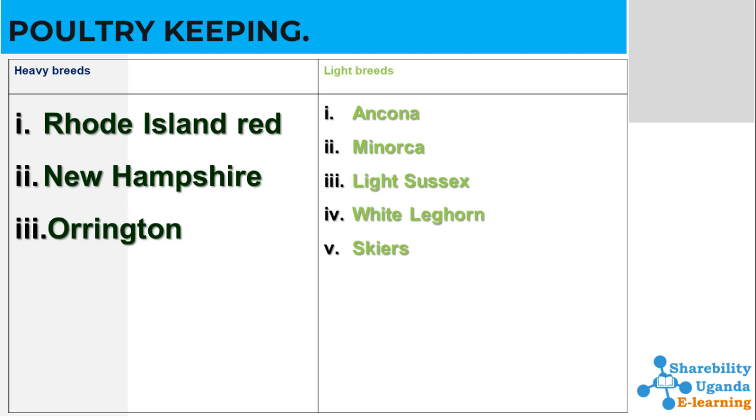Let us look at the different types of exotic breeds, which are the heavy breeds and the light breeds. The light breeds include the Ancona, the Minorca, the Light Sussex, White Leghorn, and Skyers, whereas the heavy breeds include Rhode Island Red, New Hampshire, and the Orpington.